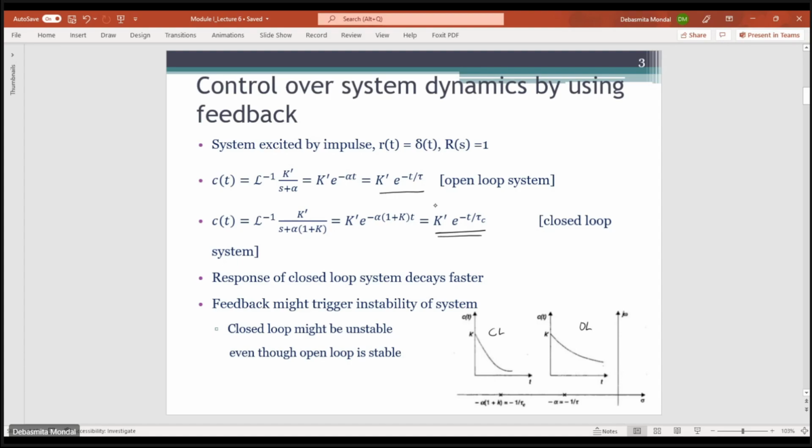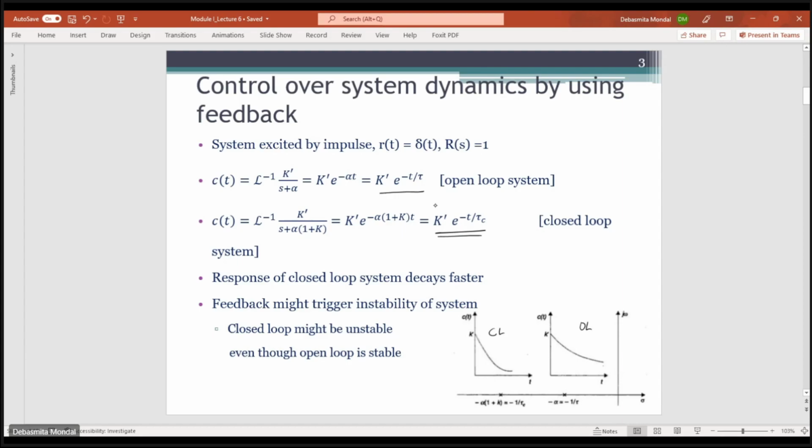Whereas when you don't have any feedback, then the output C(s) will be given by G_B(s) into N(s), right? So that means the effect of N(s) will be more pronounced when you are dealing with an open loop system. But the moment you go to the closed loop system, the effect of this noise on the output will be reduced by a factor of 1 plus G_A G_B into H(s).